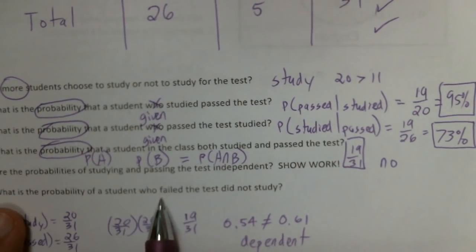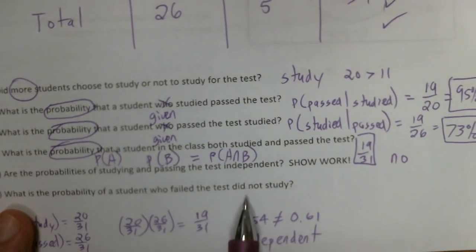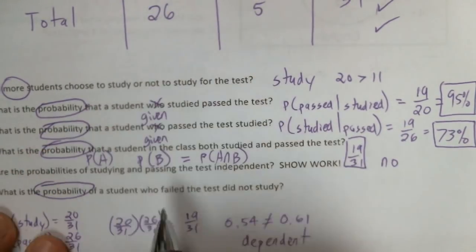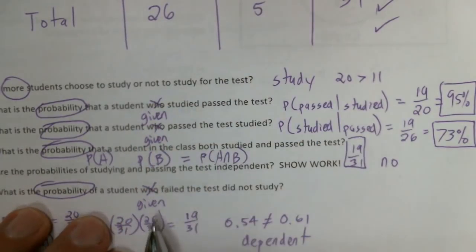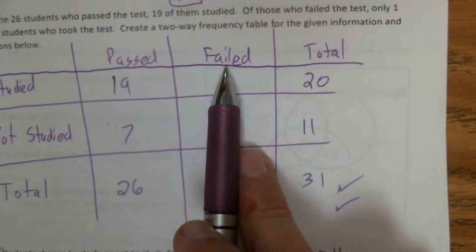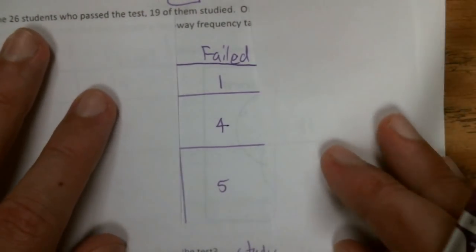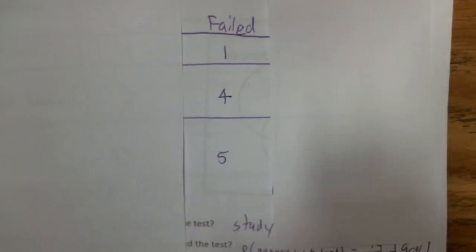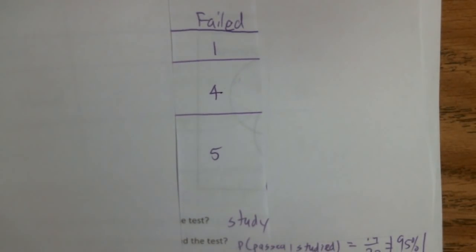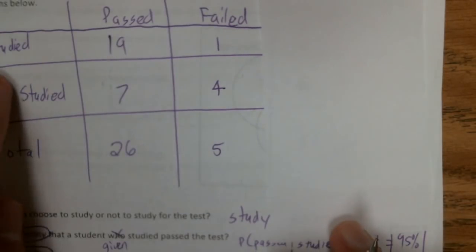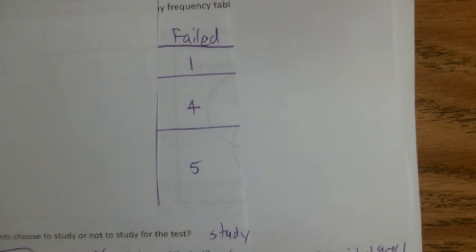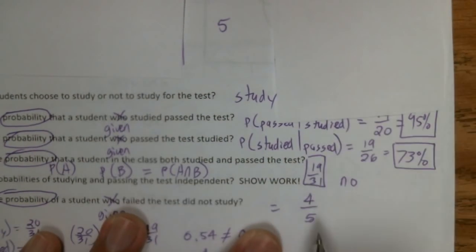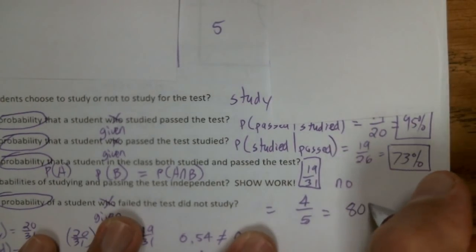Okay, what is the probability of a student who failed the test did not study? Okay, probability who, there's your given. Okay, given that they failed. Where's the word "failed"? It's in a column. Okay, so we're only looking at the people who failed. Out of those people, who did not study? We have 4 people who did not study. So the total number of people that failed is 5. That's the given. And then out of those 5 people, 4 did not study. That's 80%.